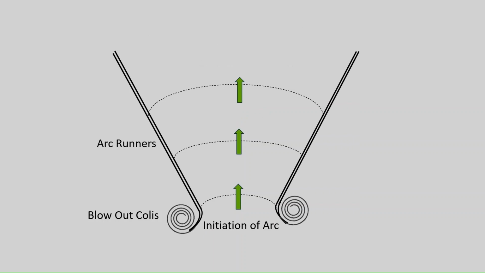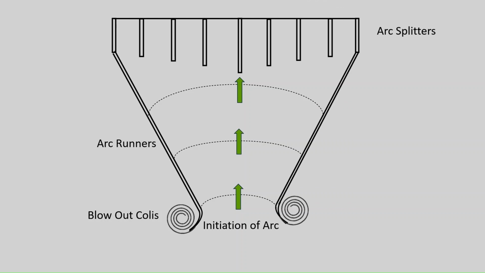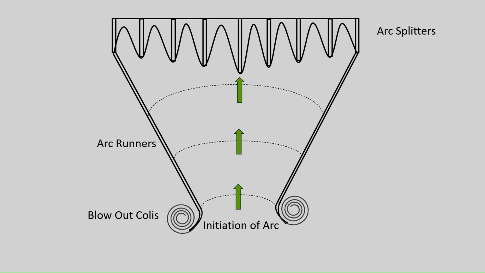In the second step, the arc is elongated and split by arc splitters. Arc splitters are specially made plates of resin bonded fiberglass. These are placed in the path perpendicular to the arc, and the arc is pulled into them by the electromagnetic force produced by the blowout coils. When the arc is pulled into the space between the plates, it gets elongated and splits.